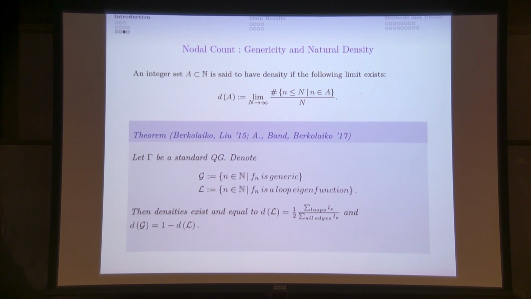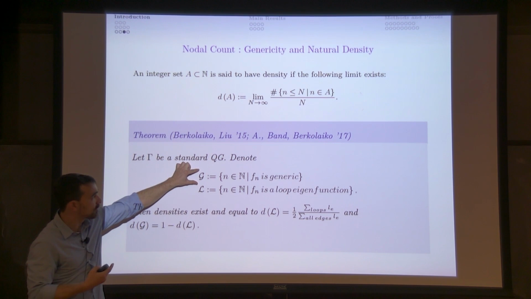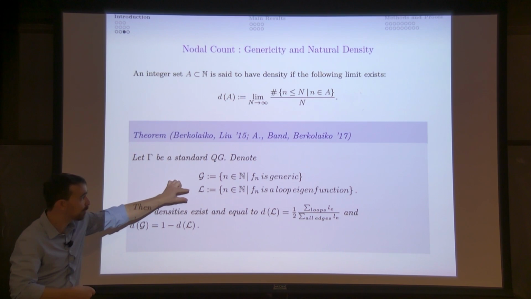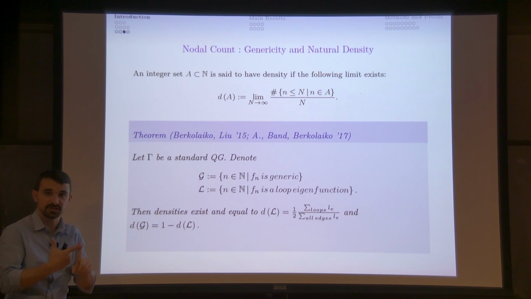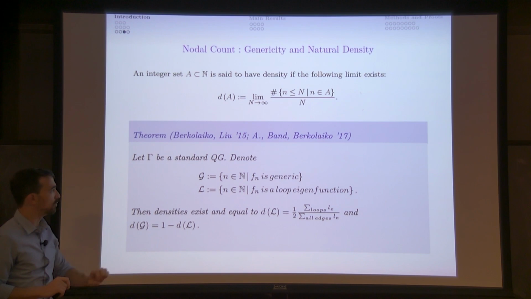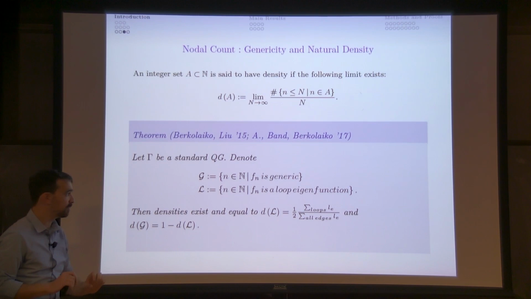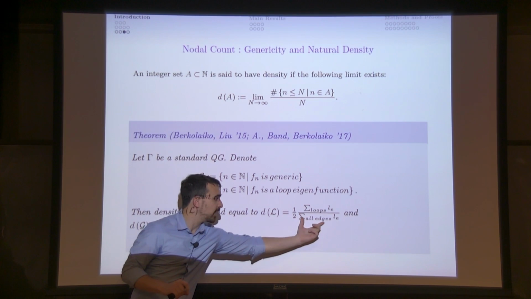The theorem says the following: if we start with a standard quantum graph, and say that this curly G would be the indices of the generic eigenfunctions among the spectrum, and the curly L will be the indices of the eigenfunctions supported on a loop. And I remind you, generic means that you have a simple eigenvalue, non-degenerate, and the eigenfunction doesn't vanish on vertices. So if it's generic, I can define the nodal count. And what we say is that the densities exist. That's a very non-trivial statement. And the loop eigenfunctions, I can just calculate using some kind of Weyl asymptotics.